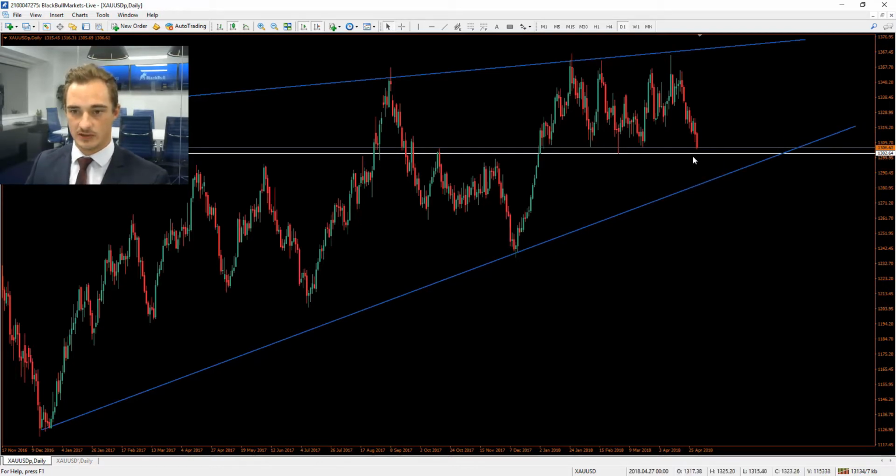But for now, I'm just looking for either a bounce or a break on this level over here, and then depending on what it does from there, potential trades to the long side or the short side. So those are just the currency pairs. Not too much for this week. Those are the currency pairs I'm looking at for this week.